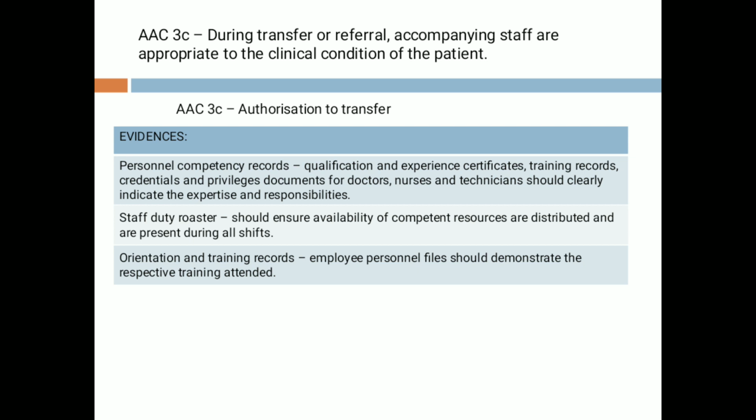Who can transfer? Who are the authorized persons? Personal competency records, qualification and experience certificates, training records, credentials and privileges documents for doctors, nurses and technicians should clearly indicate the expertise and responsibilities. Staff duty roster should ensure availability of competent resources. Orientation and training records. Employee personal files should demonstrate the respective training attended.